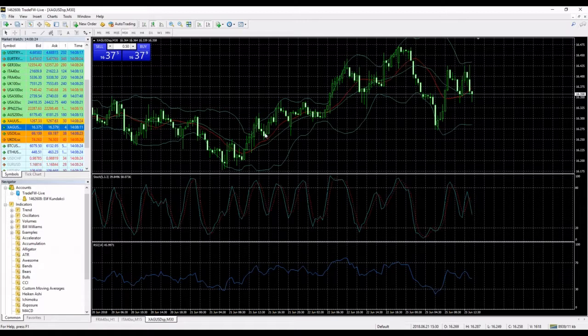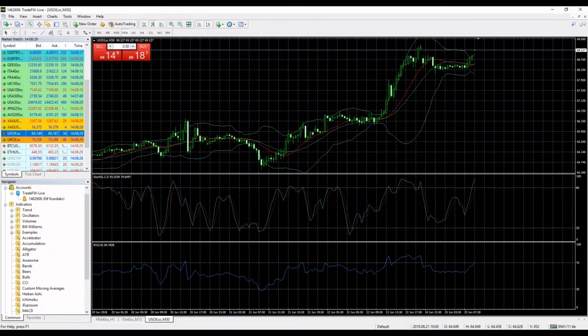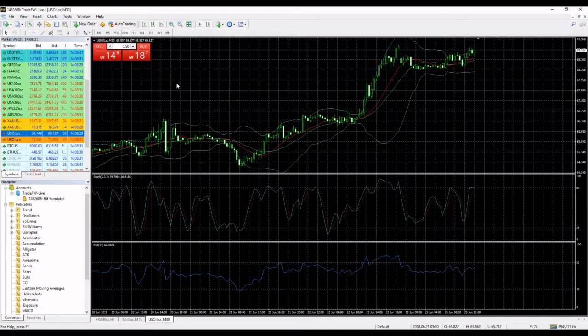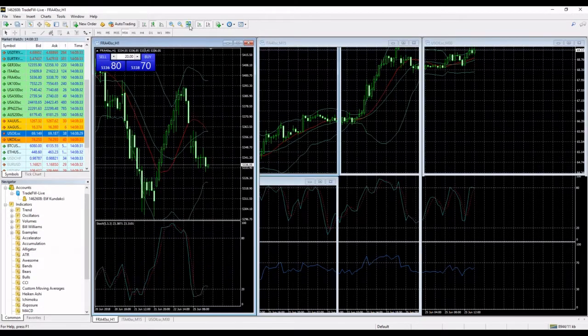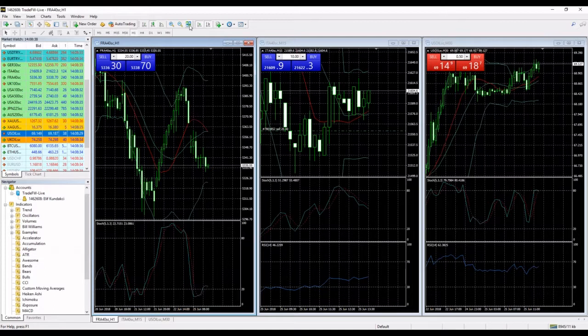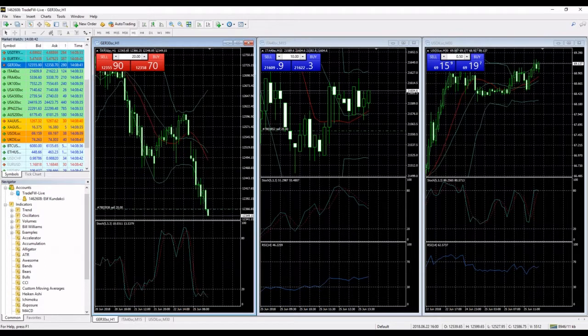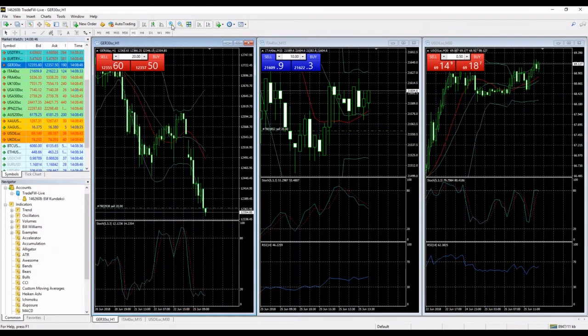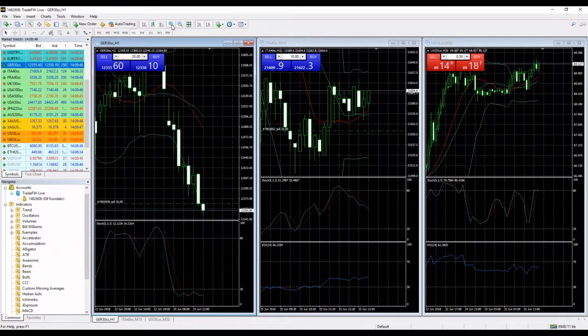Let me see if I can do something on oil. No, nothing. Italy 40, not much to get. Let's put here our DAX position. DAX is getting there. Very nice drop on DAX, and it will continue.